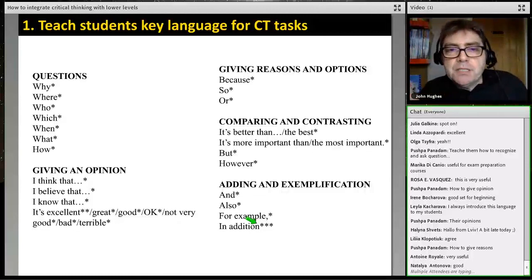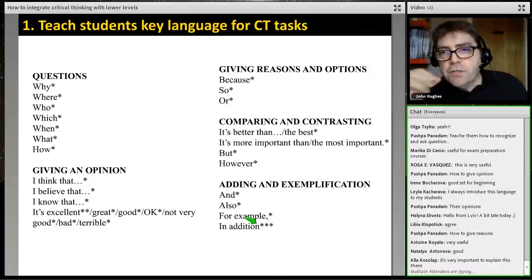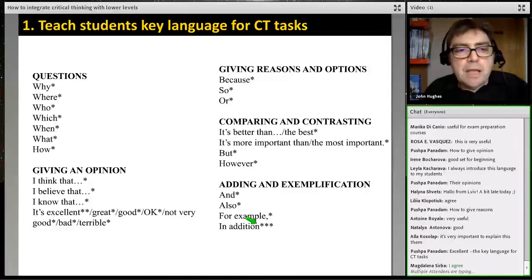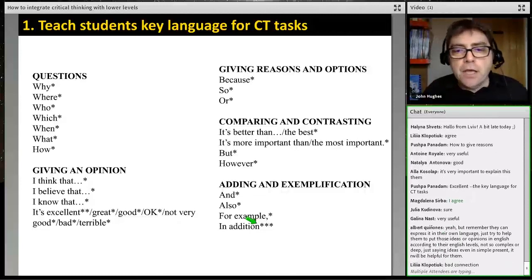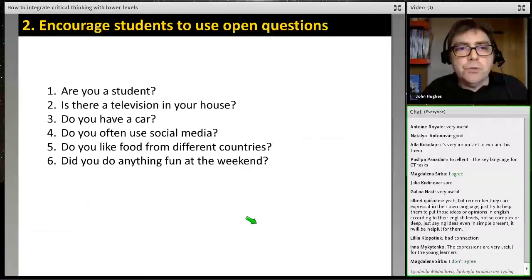My point is here, think about what critical thinking type language you can teach even at the low levels. It doesn't have to be high level language. Okay, so that's tip number 1. Teach them that language even at beginner and elementary level as soon as you can. Okay, let's have a look at slide number 2.